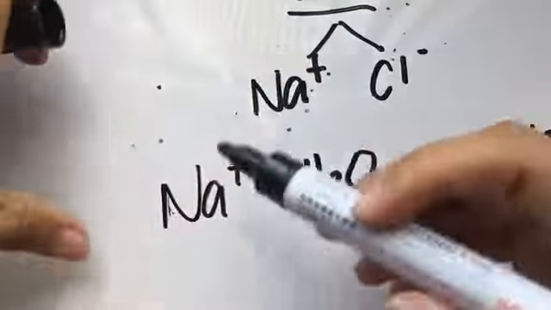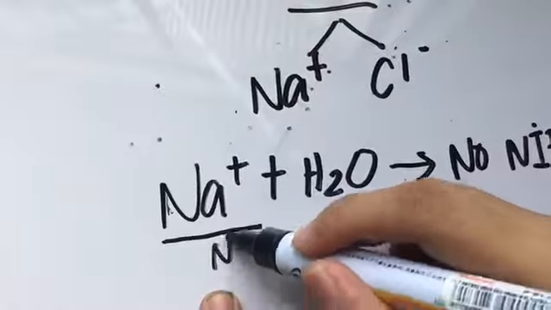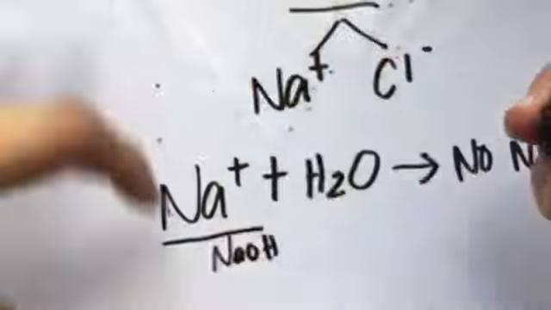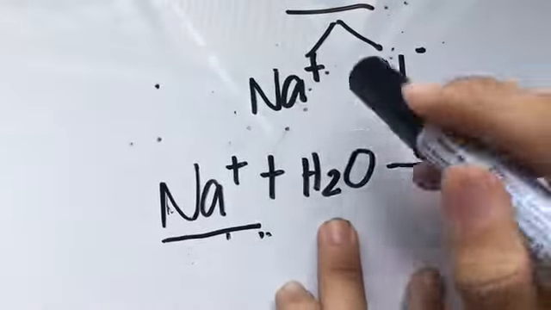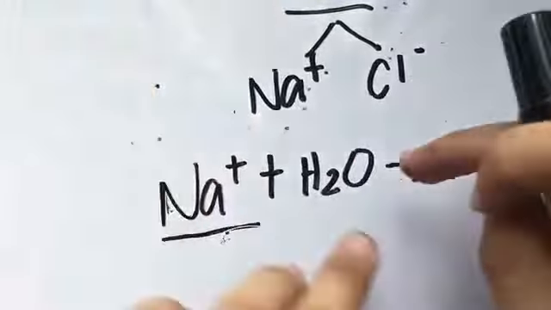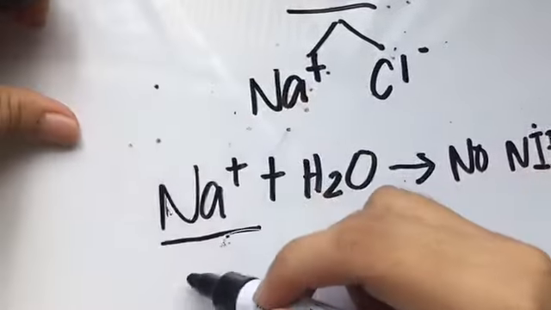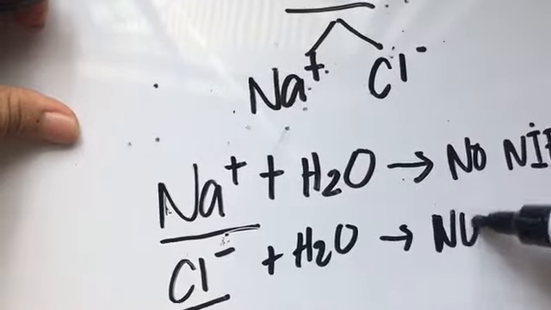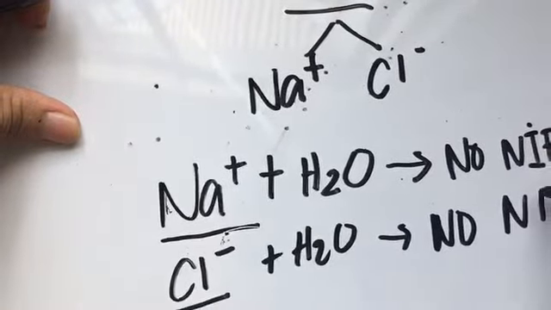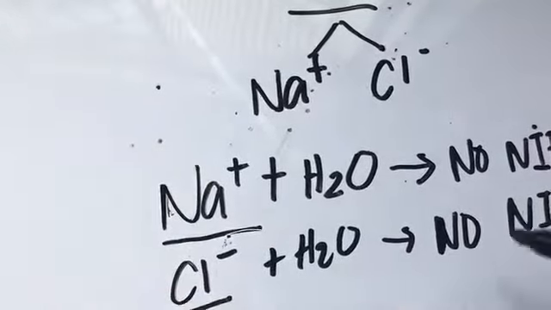Why? Because to balance this, it should form sodium hydroxide, right? But the central atom here cannot give up the oxygen, and it cannot give up the hydrogen or something. So it will have no net ionic equation. Chloride plus H2O will also have no net ionic equation. No net ionic equation means there will be no reaction.